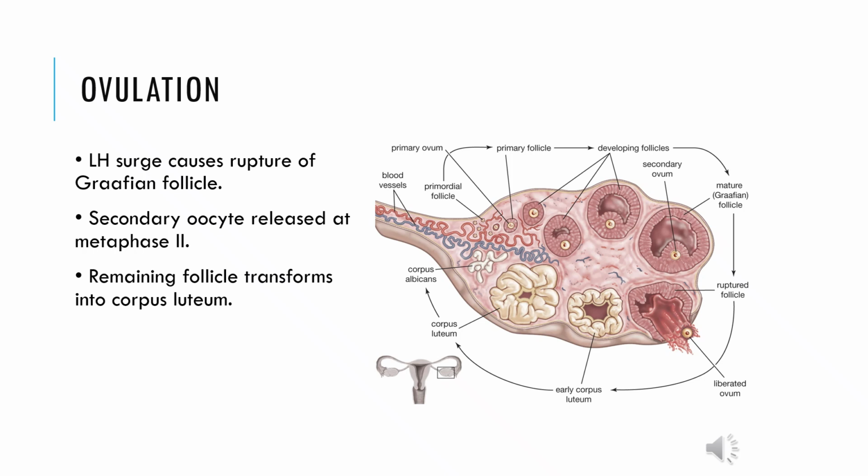The oocyte that is released is actually a secondary oocyte, arrested in metaphase 2 of meiosis. Along with it, the cumulus oophorus cells are also released, which support fertilization.